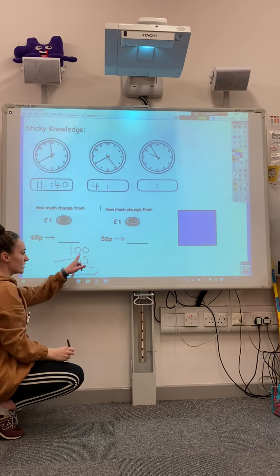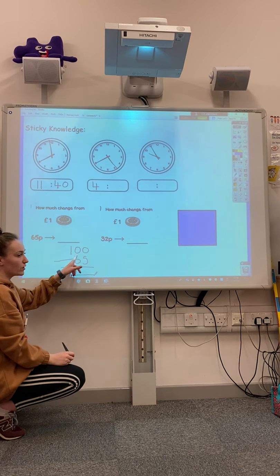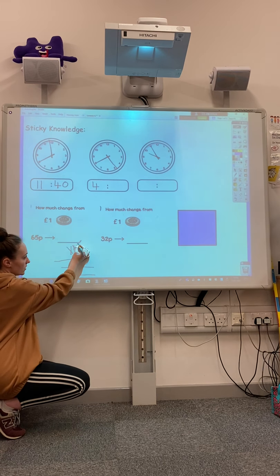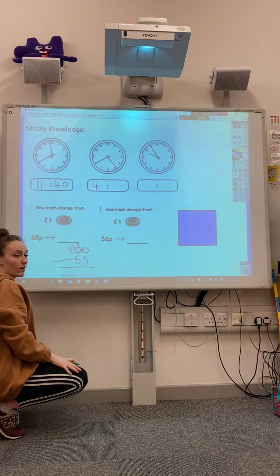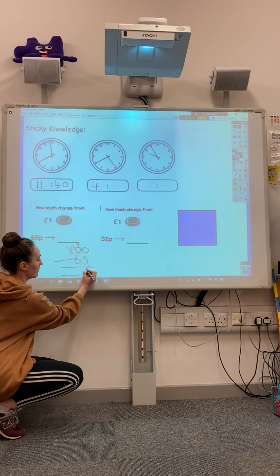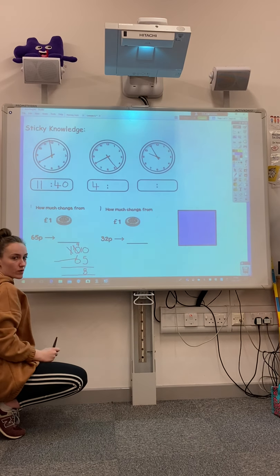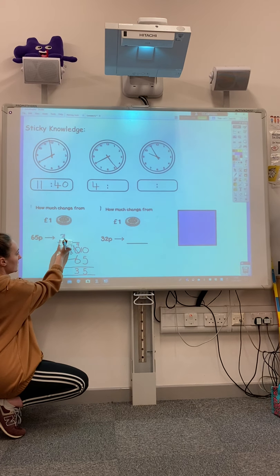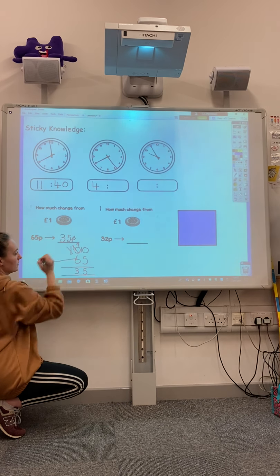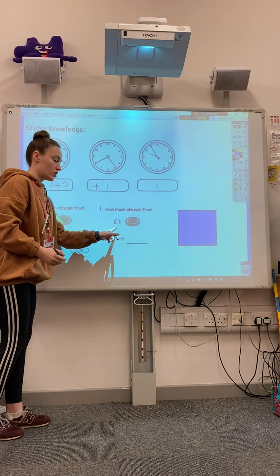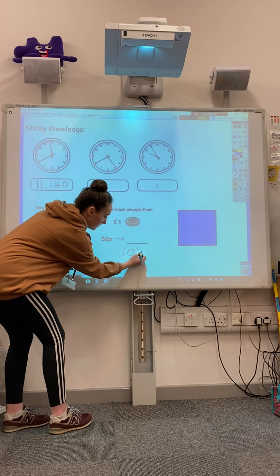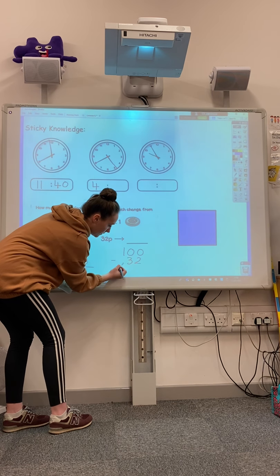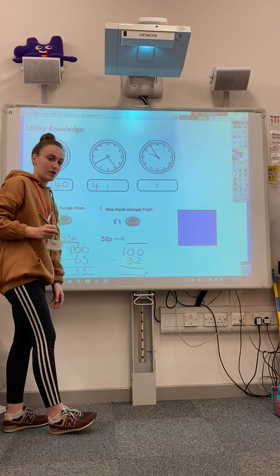Because I can't do 0 take away 5 and I haven't got any 10s, I'm going to take from my hundreds, carry over my 10. Take from my 10s, change that to a 9, and then carry into my 1. So now I've got 10 take away 5, which we know would be 5. 9 take away 6, which we know would be 3. And then I haven't got any hundreds, so my change would be 35p. Let's see if you can have a go at the next one. Change £1 into 100p, and then take away the 32p that you've already got, using column subtraction.